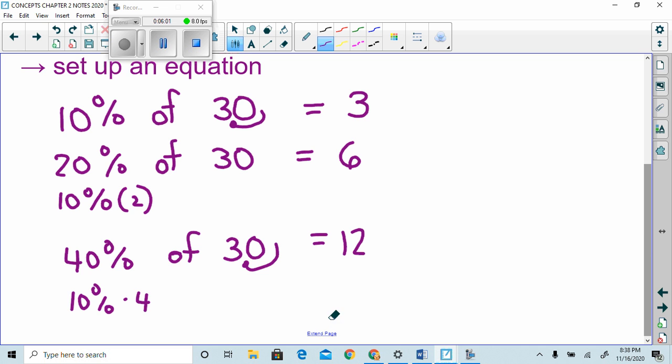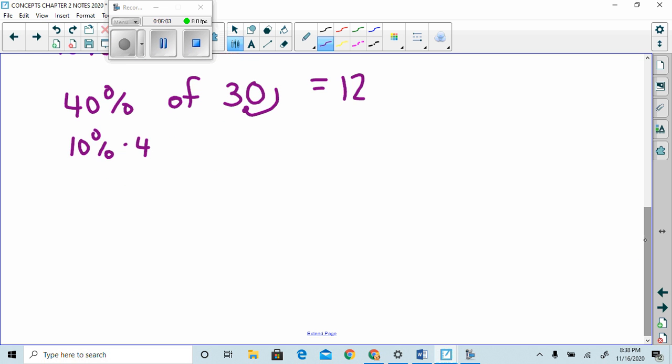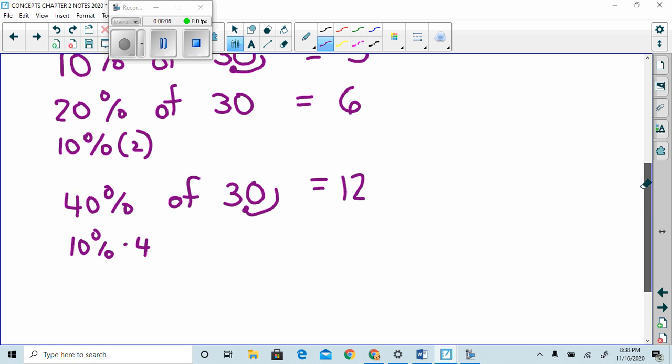Let's just do another one. And I can do this with any number, but the percent has to be a multiple of 10. So I chose 10, 20, 40. Let's do 70. 70% of 30.